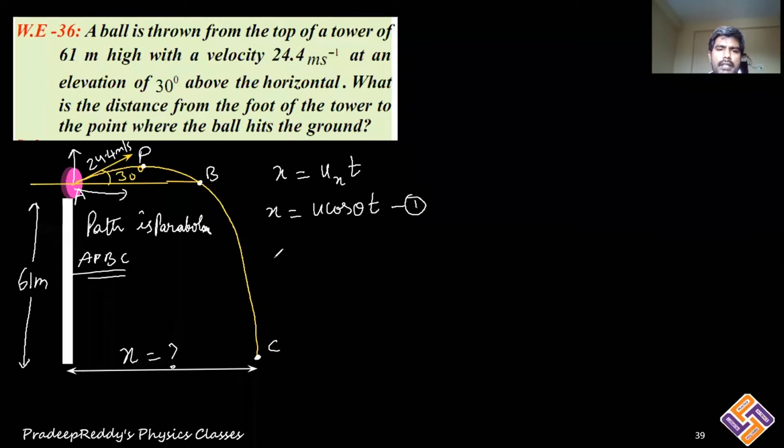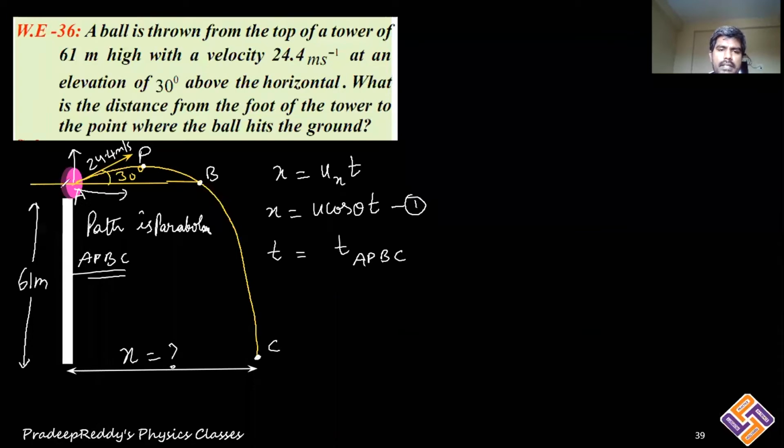Now time taken here is equal to time to travel from A, P, B, C. This total time you need to take, because you are asked to find out from the foot of the tower to point C. Foot of the tower in the sense it is starting at position A. Therefore, you need to take this time T, A, P, B, C.